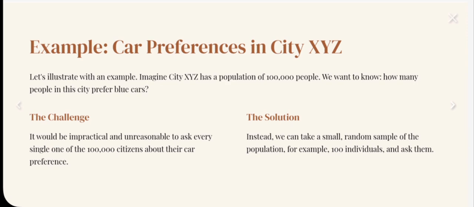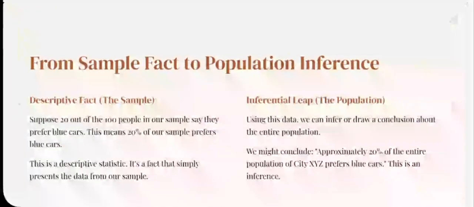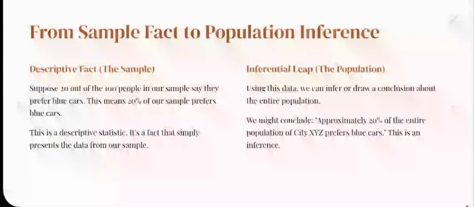So instead, what we could do is take a small sample of the population, let's say 100 individuals, and ask them, hey, do you prefer to drive a blue car or do you prefer to drive a red car? And see who say yes. Now let's say 20 out of the 100 people in our sample says yes. So that means that 20% of people prefer blue cars. This is based on our sample.